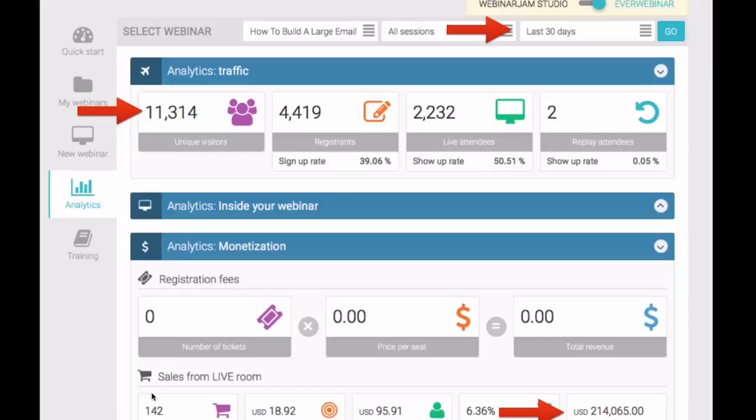And then finally, you can see down here, of those 2,232 attendees, 142 purchased the course, which is a 6.36% conversion rate, and that produced $214,000 in sales, again, for the last 30 days. This entire process is automated.